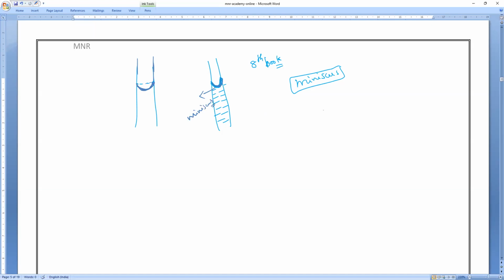Now in the same way, if you have mercury and you try to fill it in this measuring glass or measuring tube, the mercury will rise like this. So it forms an upper meniscus. This is the upper meniscus, and this other one is what we call the lower meniscus. Understanding?